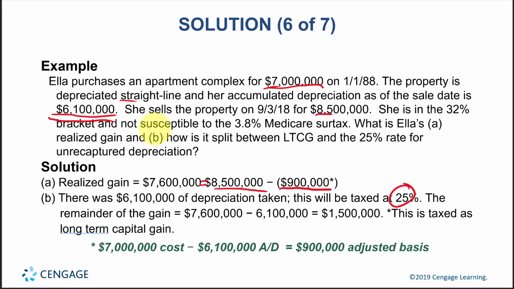Again, kind of hard to work with here, but most of this type of gain and losses are calculated on a form called 4797. And for this unrecaptured gain, you have to use a worksheet, probably on this 4797 form, to make sure you're using this 25% rate correctly.